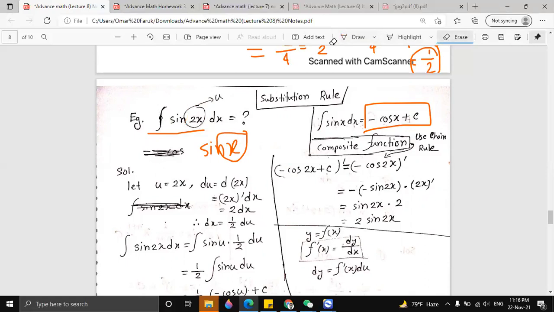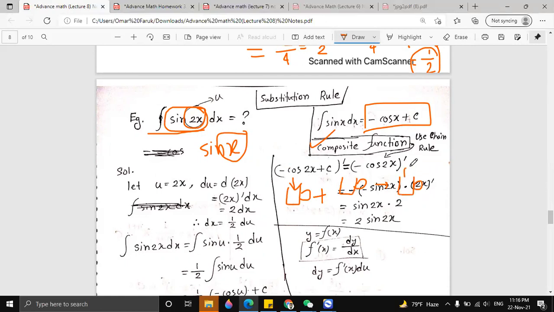Sorry, sine 2x. This whole together is a function, and inside of it, 2x, there is another function. So we call it a composite function because it consists of two functions. Do you still remember my milk tea? Tea plus milk, then we get milk tea.